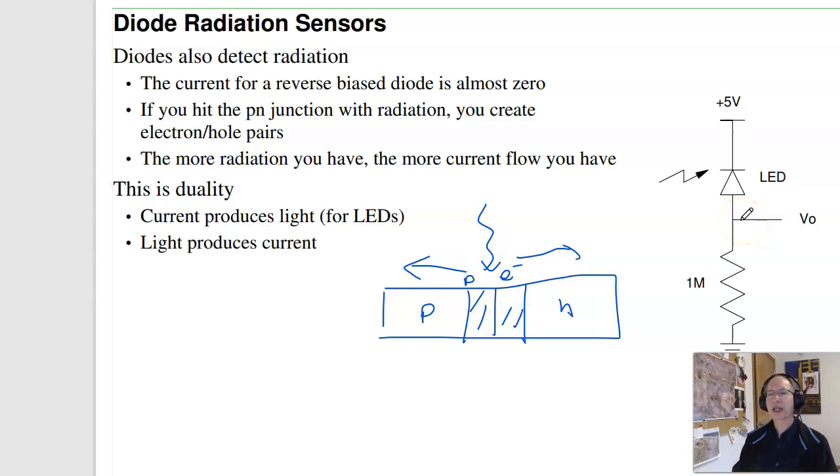It also kind of works from duality. With an LED, something we're going to be covering a little bit later, if I apply current to an LED, I produce light. From duality, if I apply light to an LED, I produce current. So that's one way to measure light or radiation.